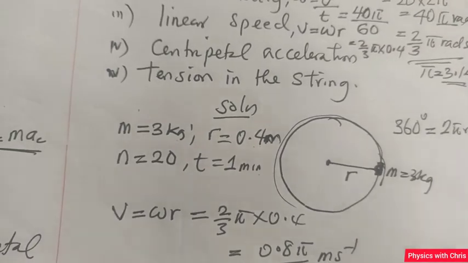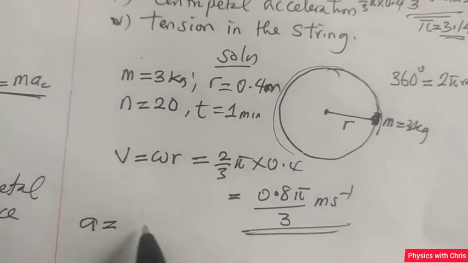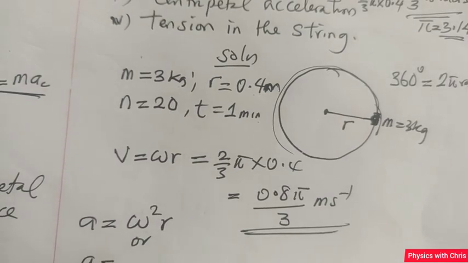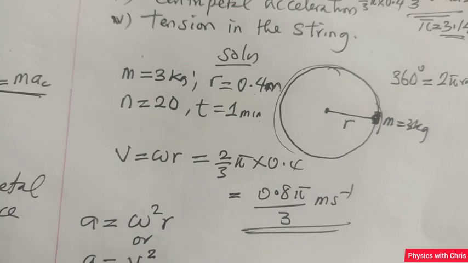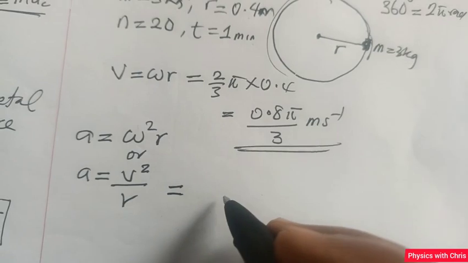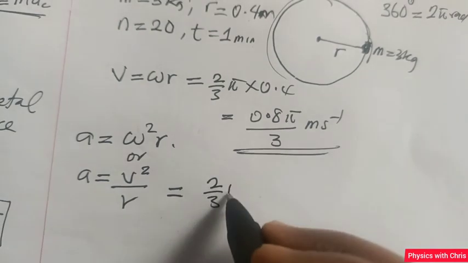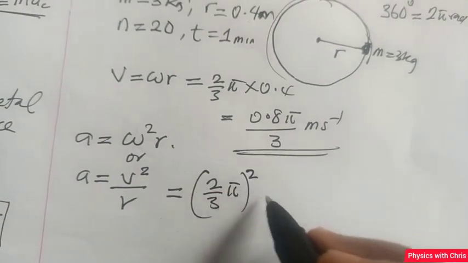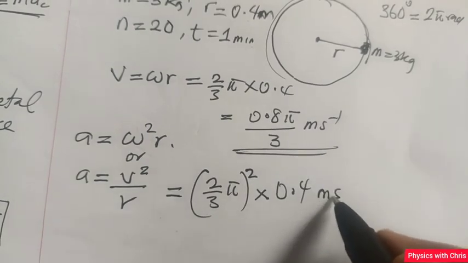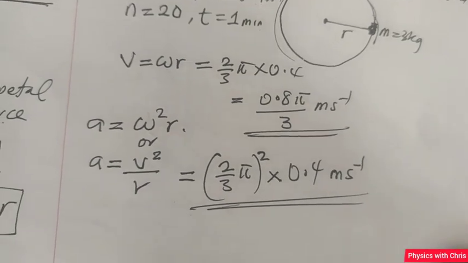The next question says calculate the centripetal acceleration. That is a. I can use either omega squared r, or I can use the equation that centripetal acceleration is v squared divided by the radius of the circle. So it depends on what I want. Now, if I want to use the first equation, I'm going to have 2/3 pi all squared multiplied by the radius 0.4. So I'm going to square this, and that gives me my centripetal acceleration in meters per second squared. Can we do that with your calculator?